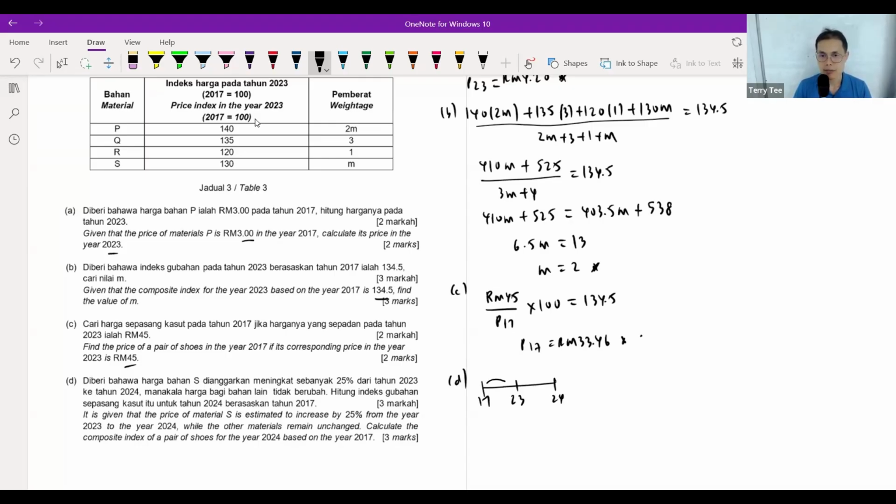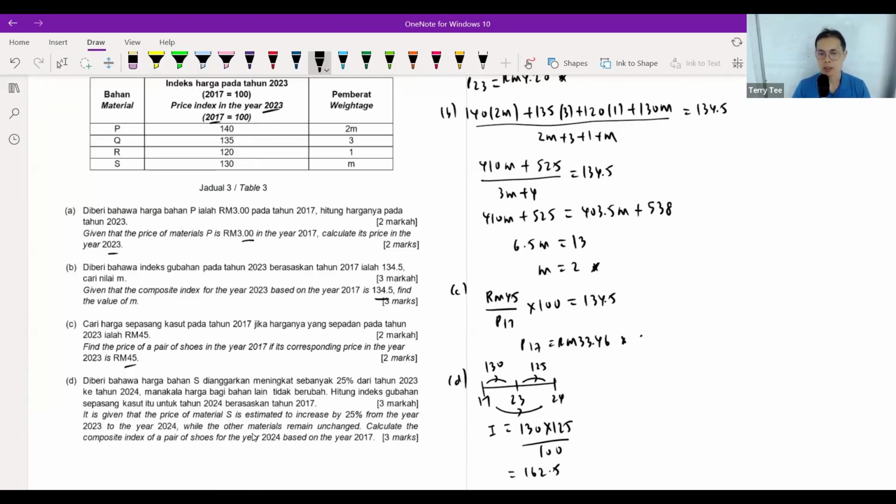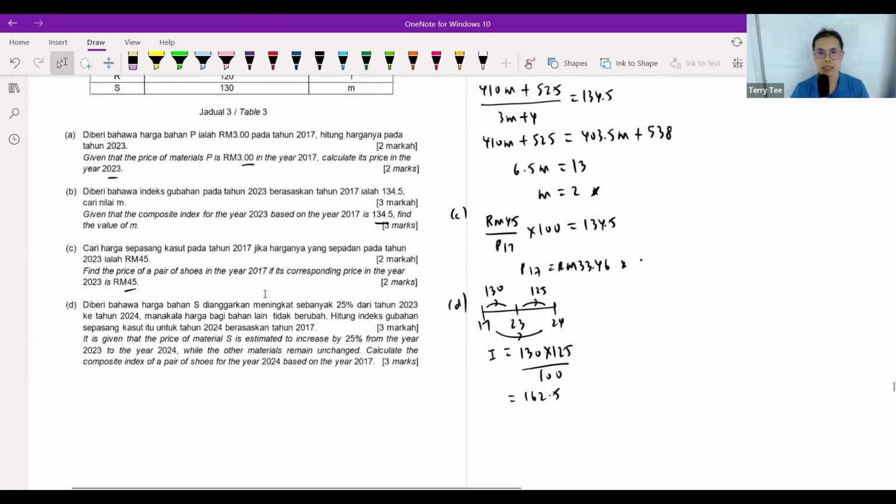So material S, right, originally increased by 30% from 2017 to 23, yeah? But 23 to 24 increased further by 25%. So we need to find what is the overall increase here. So we use what we call a simplified chain rule. 130 times 125 divide by 100. Let's take 130 times 125 divide 100. Answer 162.5. Okay, so this material S has increased, but others remain unchanged.